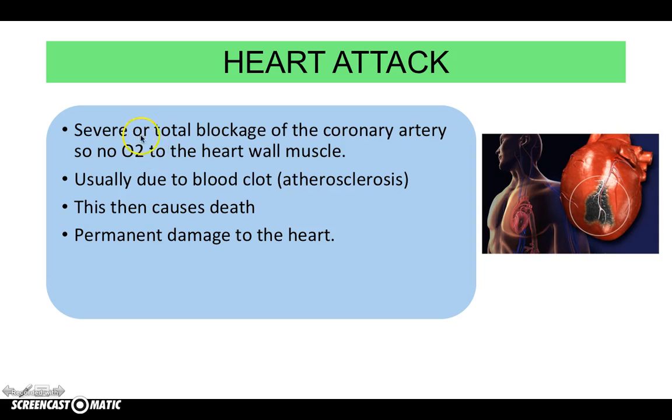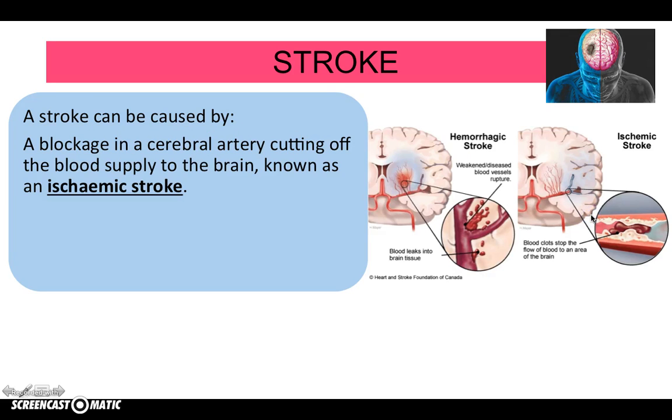So what happens is severe or total blockage of a coronary artery. Again, the coronary arteries supply the heart with oxygen. With severe or total blockage of one of these arteries, no oxygen will get to the heart wall muscle. This is usually due to a blood clot or arthrosclerosis. This then causes death and permanent damage to the heart, and you get a heart attack.